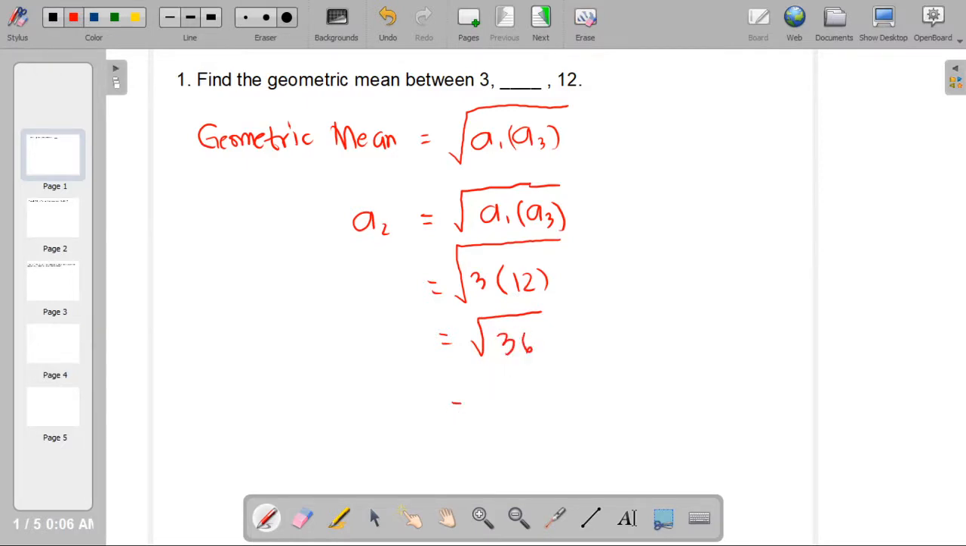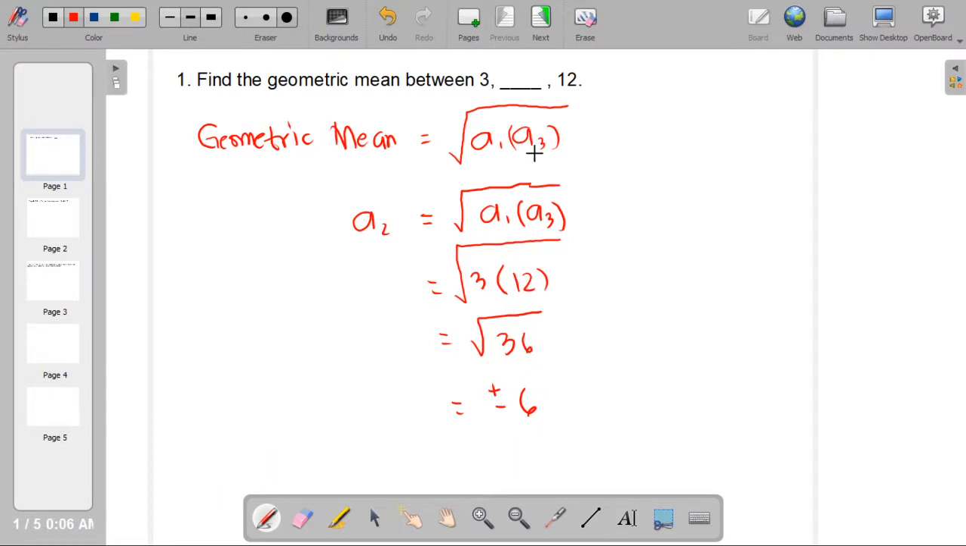And what is the square root of 36? The square root of 36 is positive and negative 6. Therefore, the geometric mean between 3 and 12 is positive 6 or negative 6.